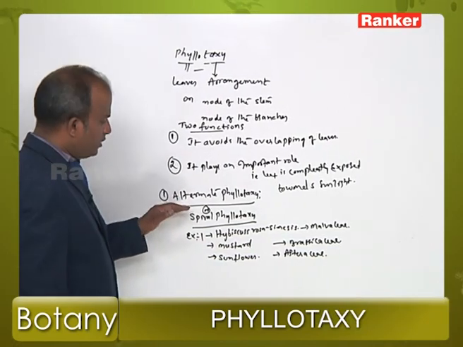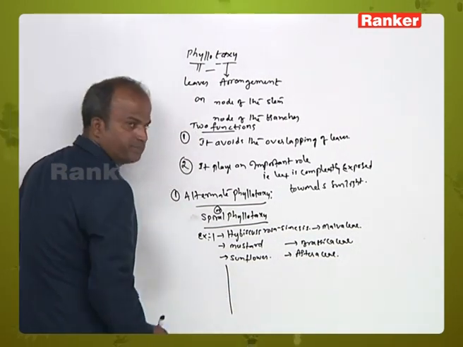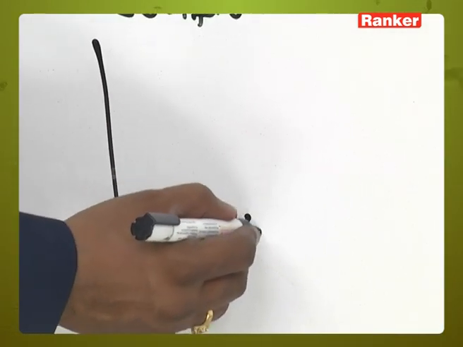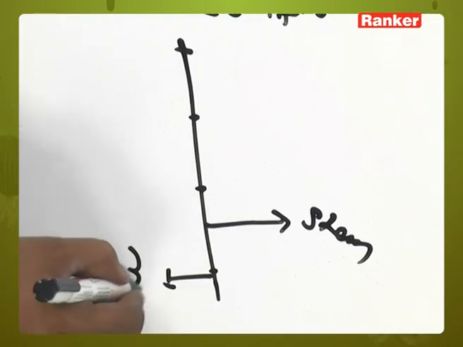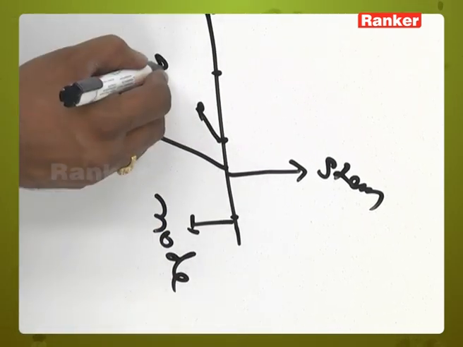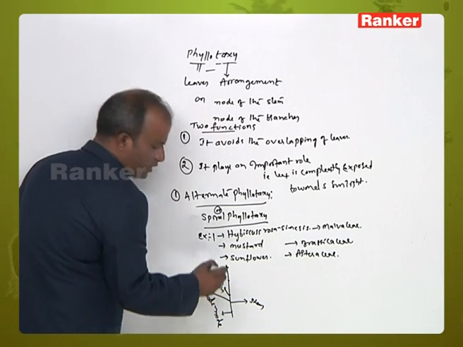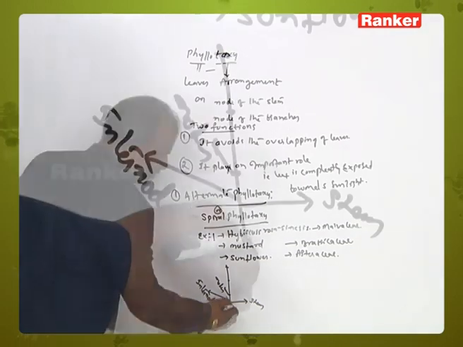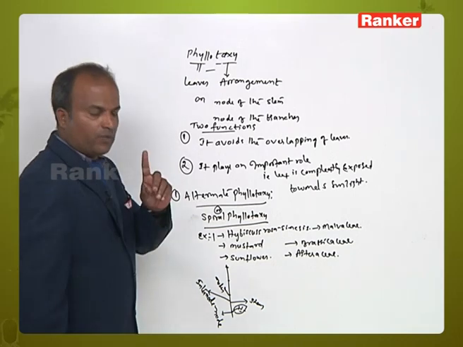Now, what is meant by alternate Phyllotaxy? Think of this as the stem. The stem is differentiated into nodes and internodes. This is called a node, and the place present in between two nodes is called an internode. Now from the node area one leaf arises.